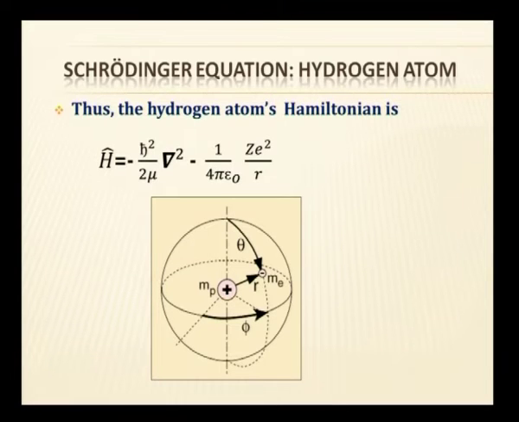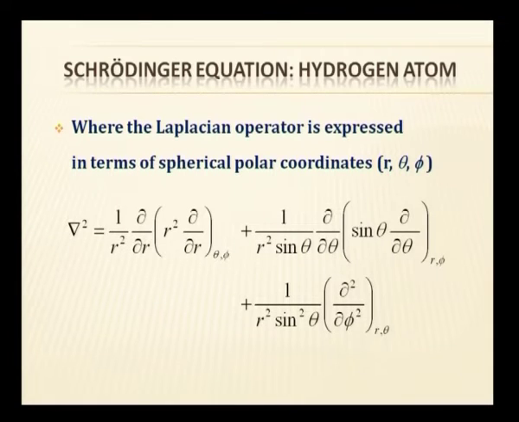You have to obtain E and psi, that is the objective of the problem, by solving the Schrodinger equation by expressing del square. What is del square? The Laplacian operator del square is nothing but dou square by dou x square plus dou square by dou y square plus dou square by dou z square in the rectangular coordinate system. But the problem will be difficult if you use rectangular coordinates. Therefore, you express del square in terms of spherical polar coordinates, namely r, theta and phi.